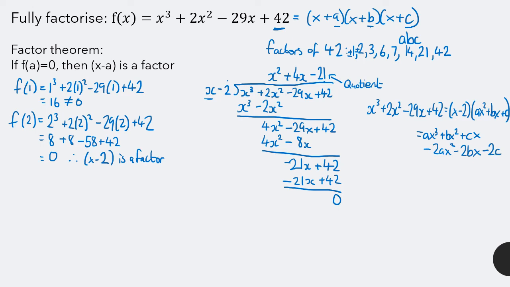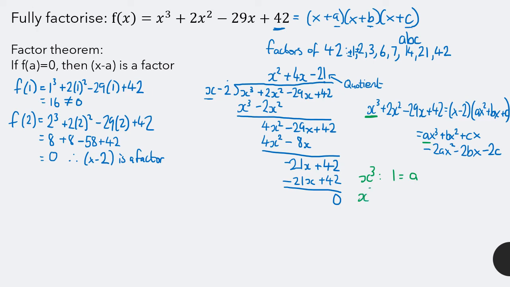And now what I do is I compare coefficients. So I say, how many x cubes do I have on the left hand side? Well, I've just got one of those. How many do I have on the right hand side? I've got a of those. So I'm looking at the x cubed coefficients on both sides of the equation, which must be equal. So I can say that a is equal to 1.